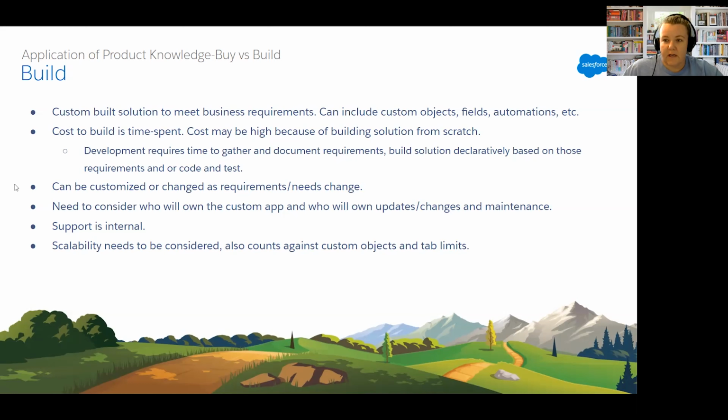It can be customized or changed because you're building it, so it can do whatever you want it to do. But you also need to consider who's going to own the custom application, who's going to own those updates and changes and maintenance as time goes by. Support is all internal because, again, this is something custom that you have built. And you need to consider scalability as time goes on. Things are going to change. New releases are going to come out that you're going to have to account for. And it also goes against your limits for custom objects, tabs, that type of thing.